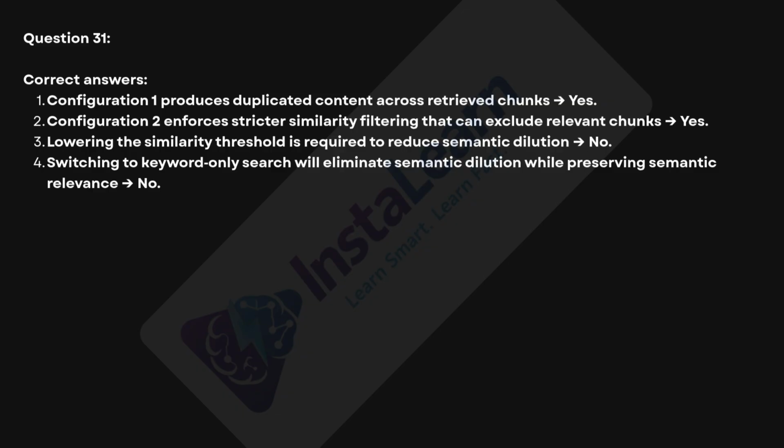Correct answers are: Configuration 1 produces duplicated content across retrieved chunks, yes. Configuration 2 enforces stricter similarity filtering that can exclude relevant chunks, yes. Lowering the similarity threshold is required to reduce semantic dilution, no. Switching to keyword-only search will eliminate semantic dilution while preserving semantic relevance, no.